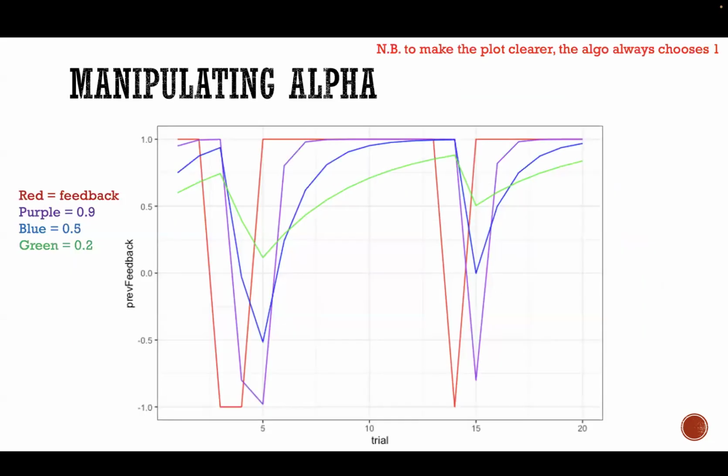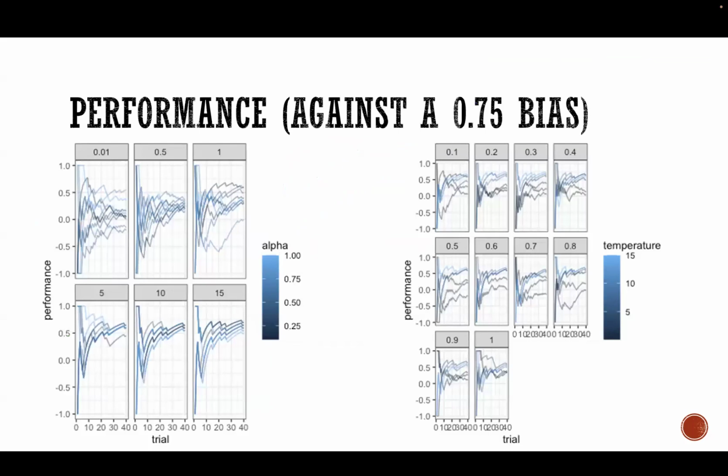And as we vary the learning rate from 0.9, the purple, to 0.5, the blue, to 0.2, the green, we can see how the occasional spike of zeros impacts the algorithm less and less, which is a good way to understand how the learning rate works. Good. Now we can see how it performs against a random-bias algorithm that plays 1 75% of the time.